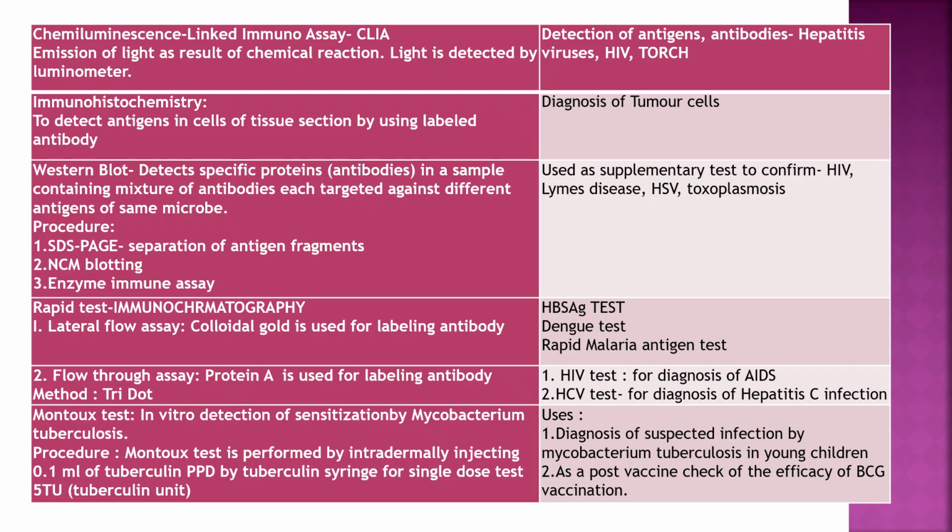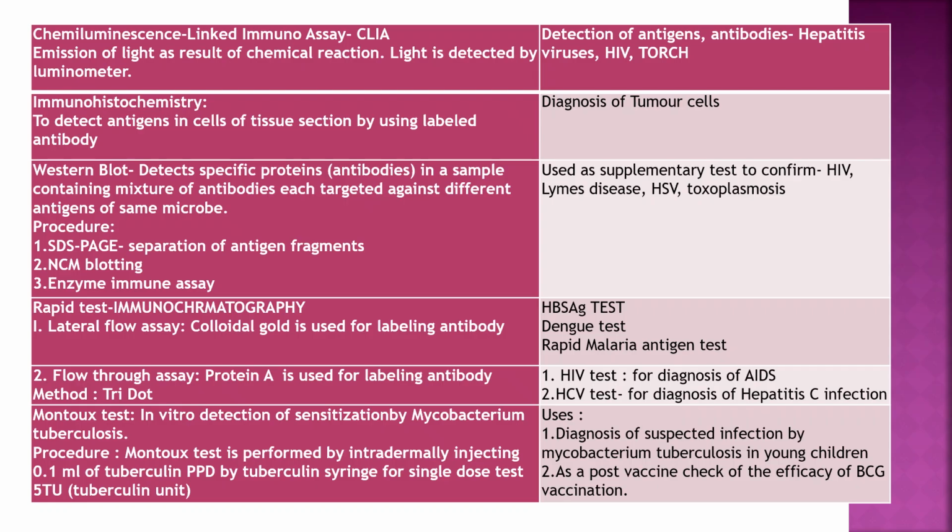Chemiluminescence linked immunoassay. That is the emission of light as a result of a chemical reaction. Light is detected by a luminometer. The application: detection of antigen, antibodies, hepatitis viruses, HIV, and TORCH. Immunohistochemistry detects antigen in cells of tissue section by using labeled antibody.